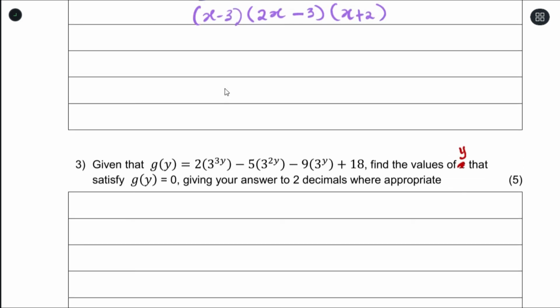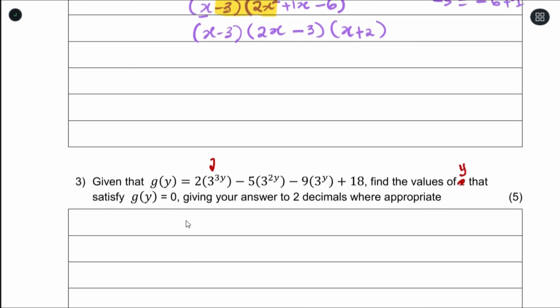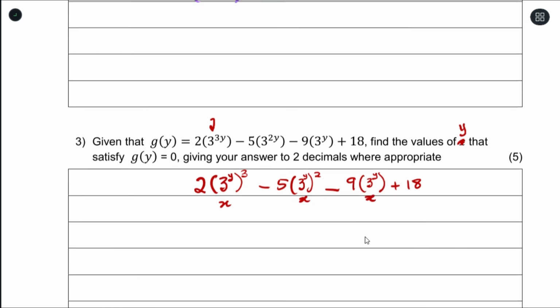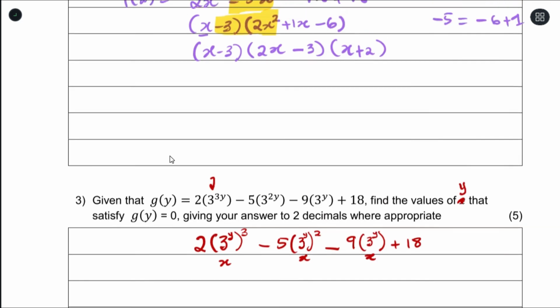Now, one thing that we'll notice in this is that this is the exact same equation as that. The only difference is that x has been replaced with this value that you see over there. Okay? So I'm going to rewrite it one more time. This here is the same thing, 2 times 3^y cubed, minus 5 times 3^y squared, minus 9 times 3^y, plus 18. Yeah, so you can see that if you actually put x there, it looks exactly like the formula that we're working with. Okay. So now, in the previous question, we already factorized what this would give you, right?